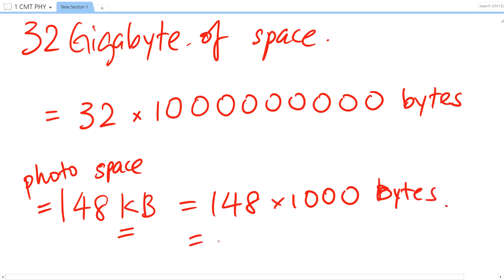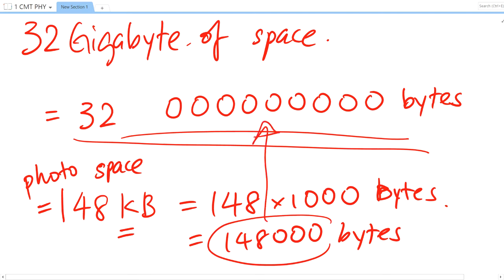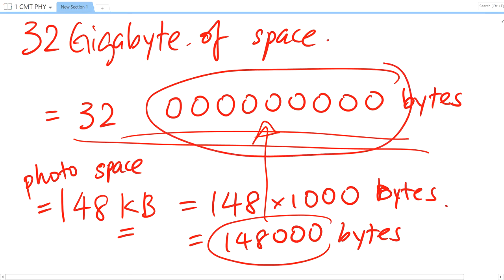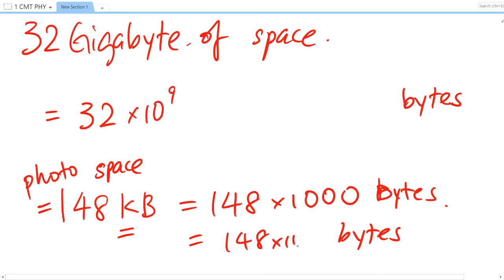Okay, so this is actually 148,000 bytes, whereas this is 32,000 bytes. Obviously this number is bigger, right? How many photographs can I store inside here? The number divided by that number. Can you imagine if I use all these zeros and I start to divide? Very troublesome. So if I have things like 10 to the power of 9, and over here 10 to the power of 3, it makes things easier when I calculate.